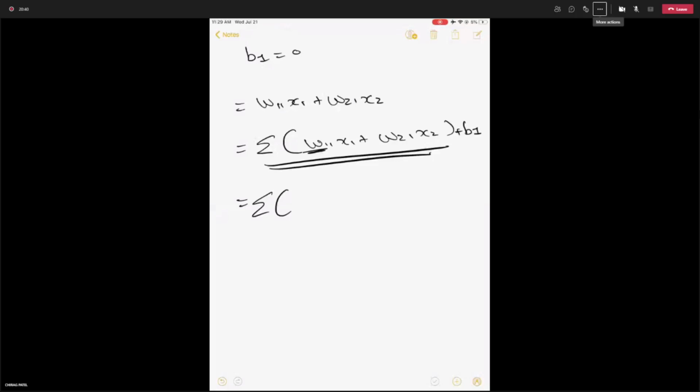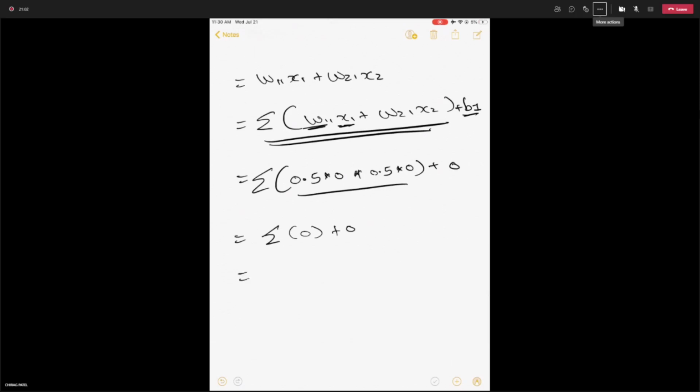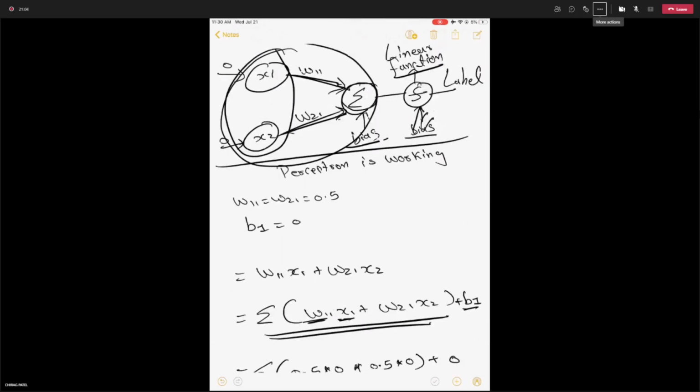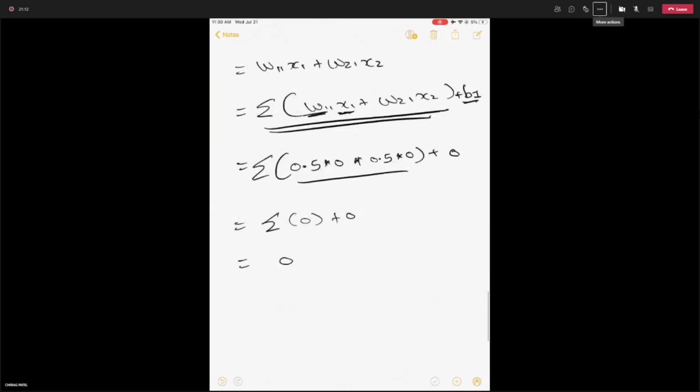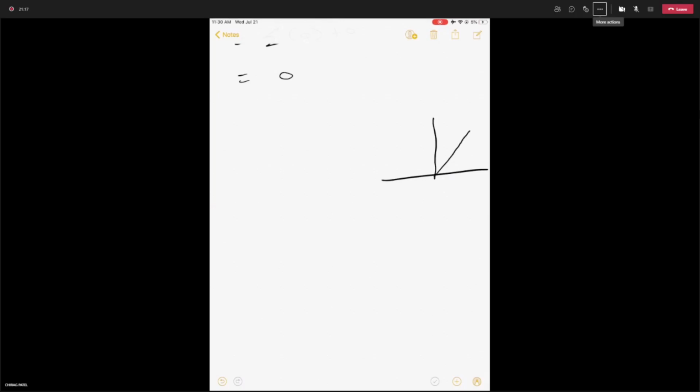This w11 is 0.5, multiplied by 0, plus this 0.5 multiplied by 0, plus this bias being 0. So I'm writing the summation as 0 plus 0 equal to 0. Till this point we are getting the answer 0. Now we are transmitting this answer to a linear function. Linear function is nothing else: whatever is your input is the associated output. Simple. This is your linear function.